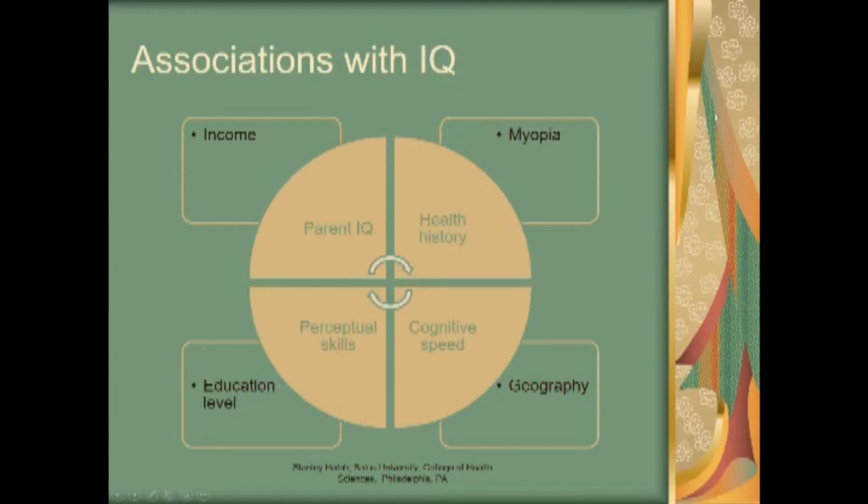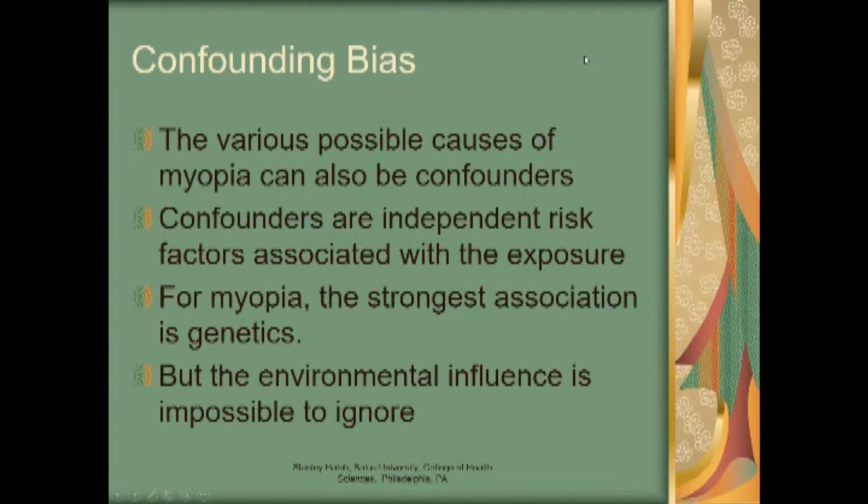There are also associations with IQ. If we reverse the model, we have parental IQ, we have health history, we have cognitive speed and perceptual skills. These are all possible either innate or causative factors for high or low intelligence. And then, of course, we have the potential confounders, which are myopia, geography, education level, and income. So teasing this out now, the various possible causes of myopia could also be considered confounders.